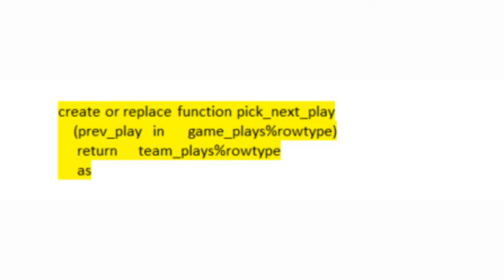Okay, let's start at the very top with the signature for this function. Looks like this guy's going to accept a user-defined type named prev_play, for previous play, which is made up of the fields currently contained within the game plays table. Yeah, I guess that makes sense. If we're going to predict the next play, it makes sense that we know what's going on in the game right now. Also, looks like this function returns a variable of a type similar to a row in the team plays table. Now again, that makes sense. This is the play we're suggesting happens next.